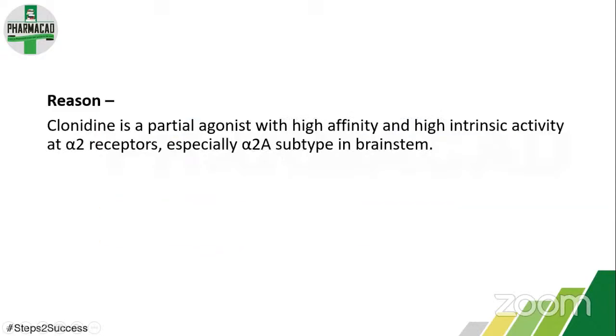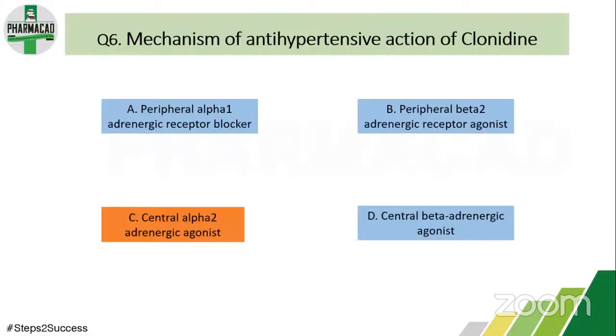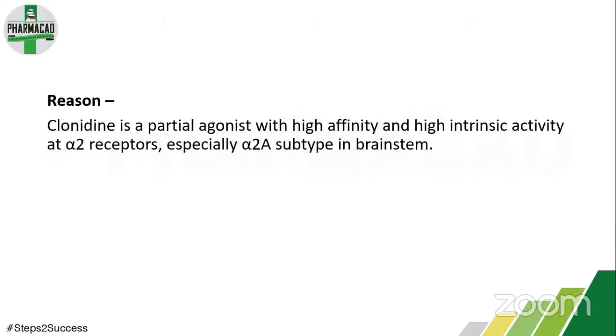because clonidine is a partial agonist with high affinity and high intrinsic activity at alpha 2 receptors. And in alpha 2, it is especially the subtype alpha 2A, which is present in the brain stem. So, again, when you look back to the question, now you realize why central sympatholytic. It is a central alpha 2 adrenergic agonist because these alpha 2A subtype receptors are present in the brain stem. So the action will be centrally seen.